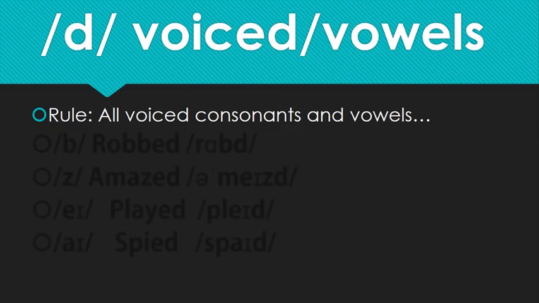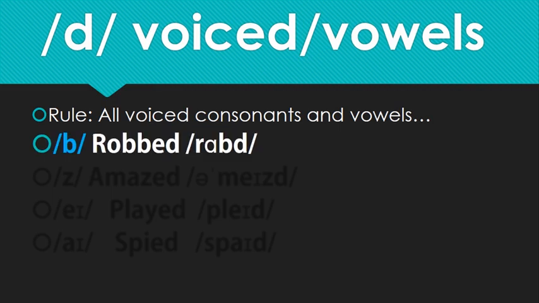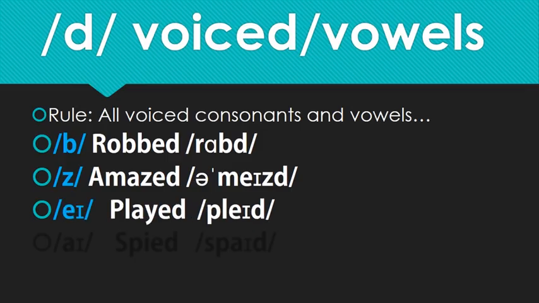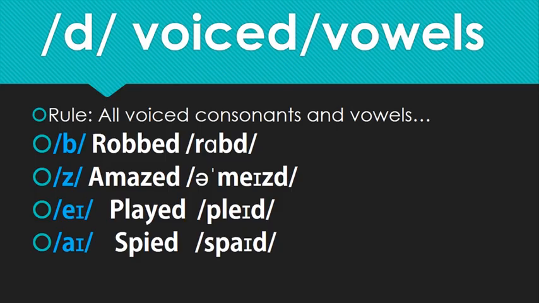Next, the rule for the D sound is voiced consonants, which is all the rest, and vowels. So we have, for example, B as in robbed, B-D. We have Z in amazed, Z-D, amazed. We have the diphthong, actually, of played, which is ayd. And then spied, as in "I have spied on you," which is ide. Consonants that are voiced and vowels, all vowels, will be used with the D sound. Just keep that in mind.